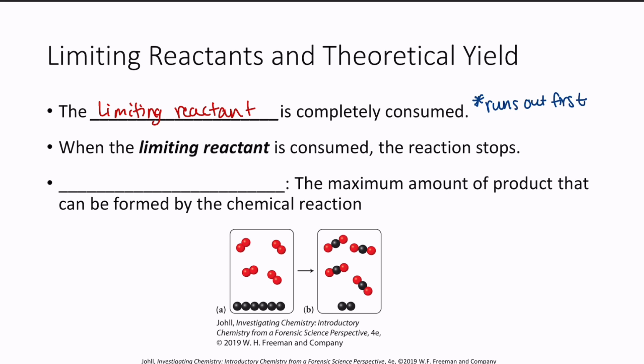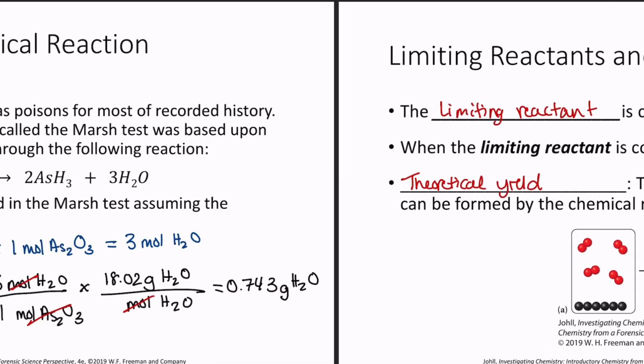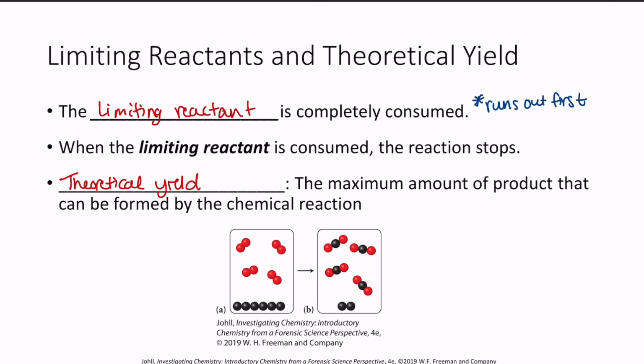So the maximum amount of product that you can make, that is called the theoretical yield. And that is what we calculated here. In our perfect world, where there were no competing reactions, if we started off with this much reactant, then theoretically, this is how much product I can get.